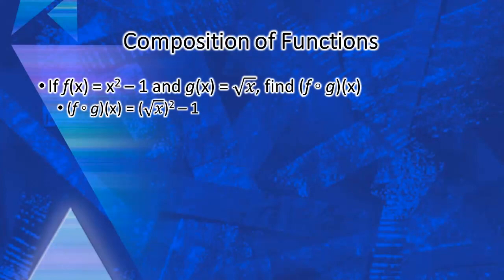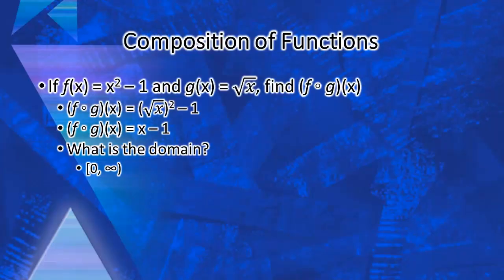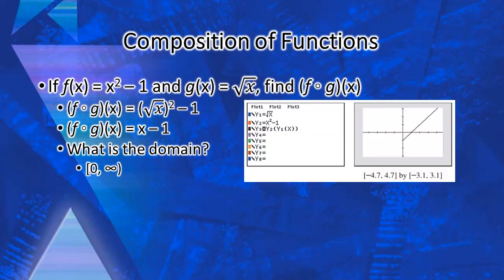Well, the square root of x squared is simply x, so I have x minus 1. So what is the domain for x minus 1? Since the domain of my original square root function could not include anything that was negative, I have a domain that starts at 0 and goes all the way out to positive infinity. If I were to graph my composed function, you will see that it starts at 0 and goes out toward that positive infinity. What about g composed of f?